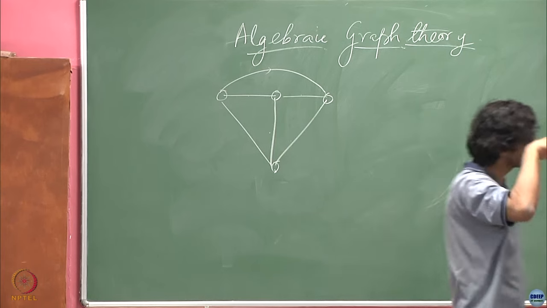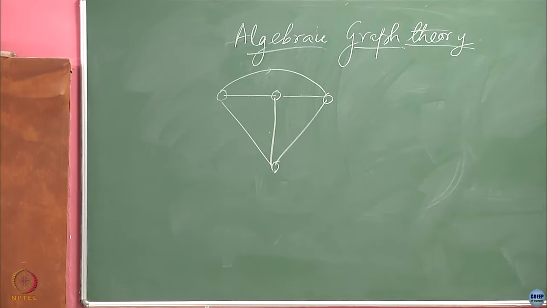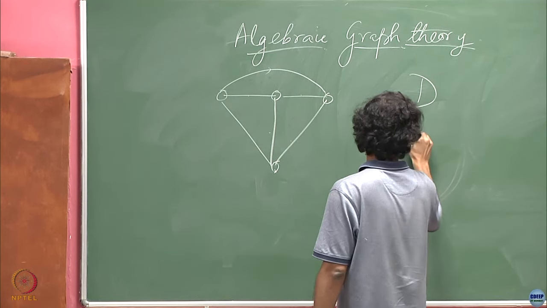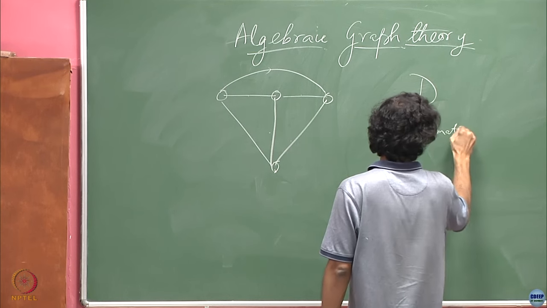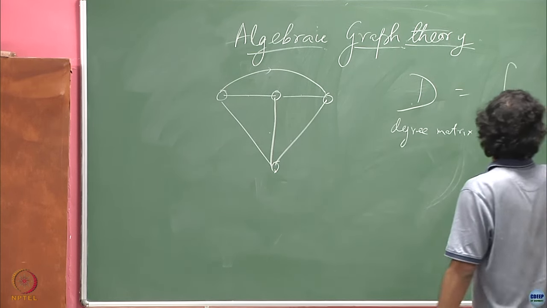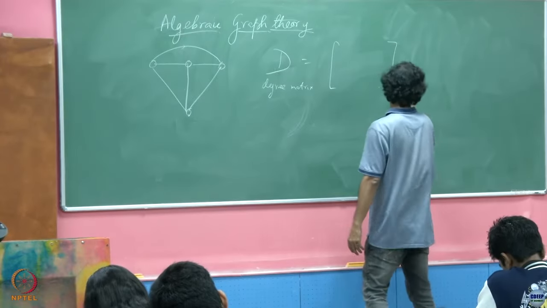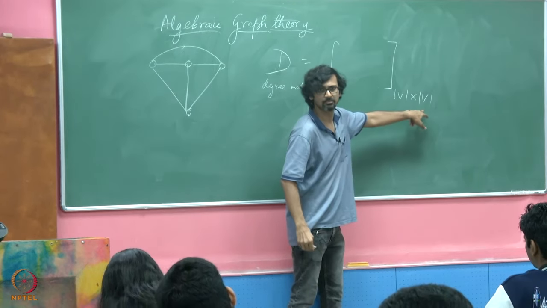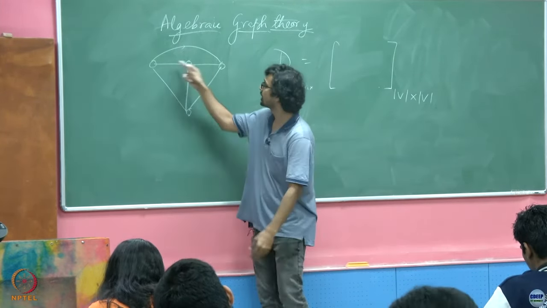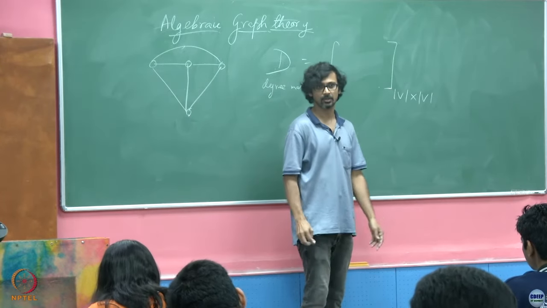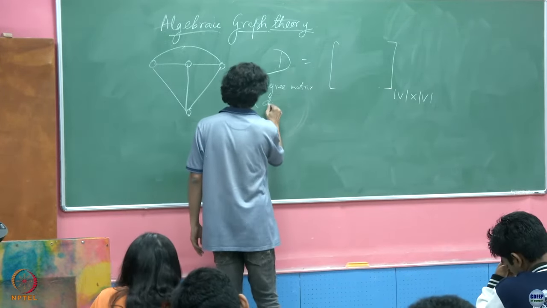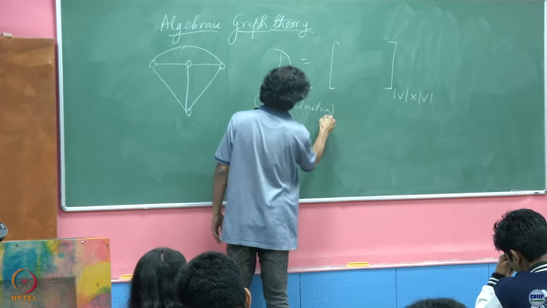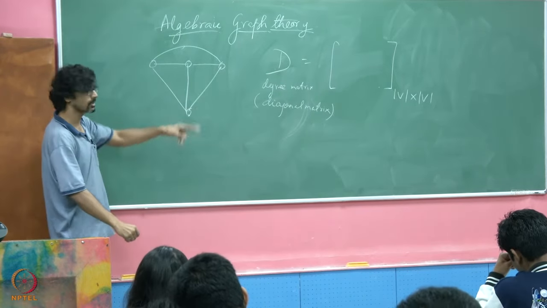So one of the first objects that comes to mind is, again, starting with the degree. So let us call a matrix D a degree matrix. What is this degree matrix? It's going to have a size equal to the cardinality of the vertex set. So if there are four vertices here, this is going to be 4×4. So this degree matrix is going to be a diagonal matrix. Again, I'm not defining this, but I hope you get the idea of how this works.